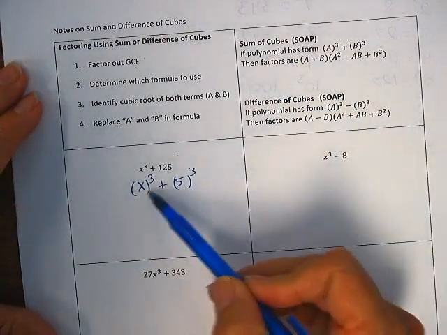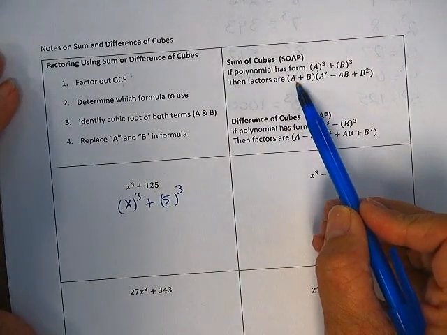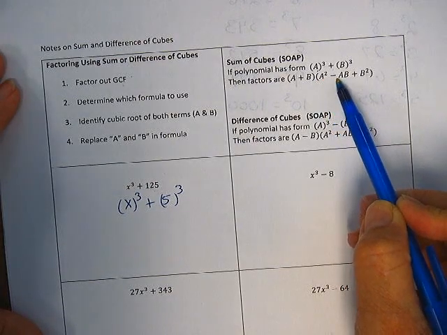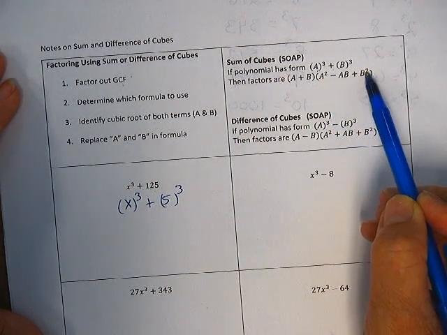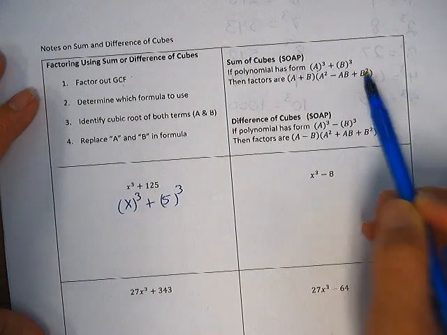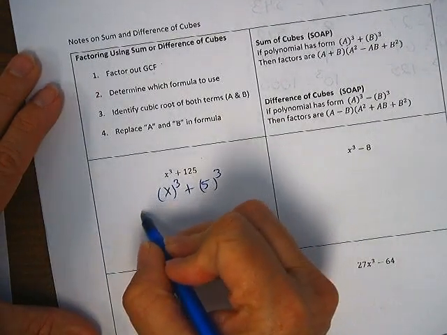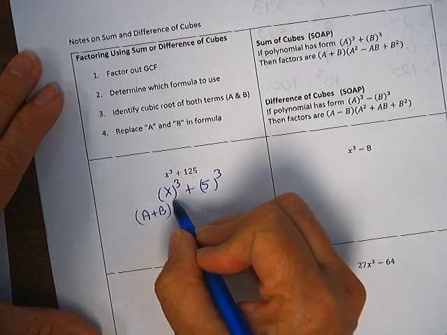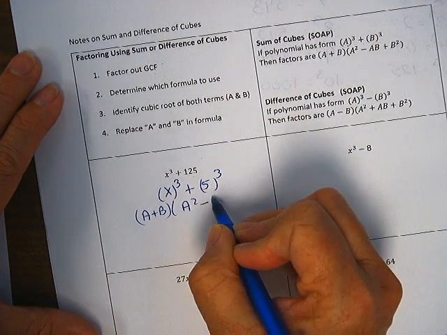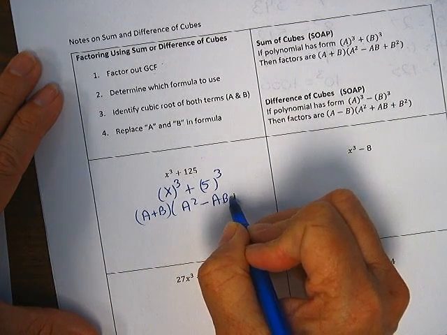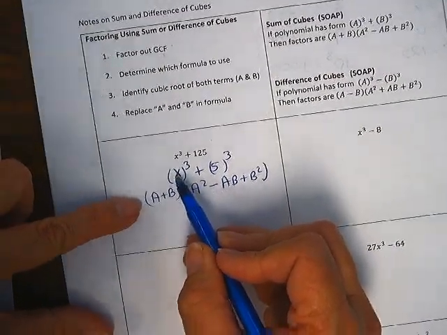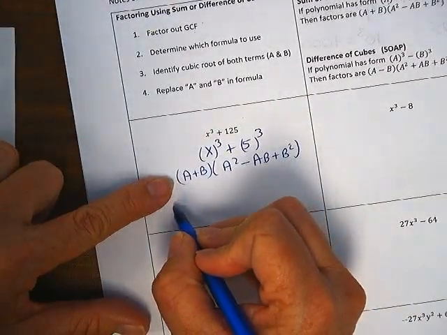The factors based on this are going to have this format: a plus b multiplied by a squared minus ab plus b squared. So again, the format is going to be a plus b multiplied by a squared minus ab plus b squared. And we said that our a value for this problem is x.